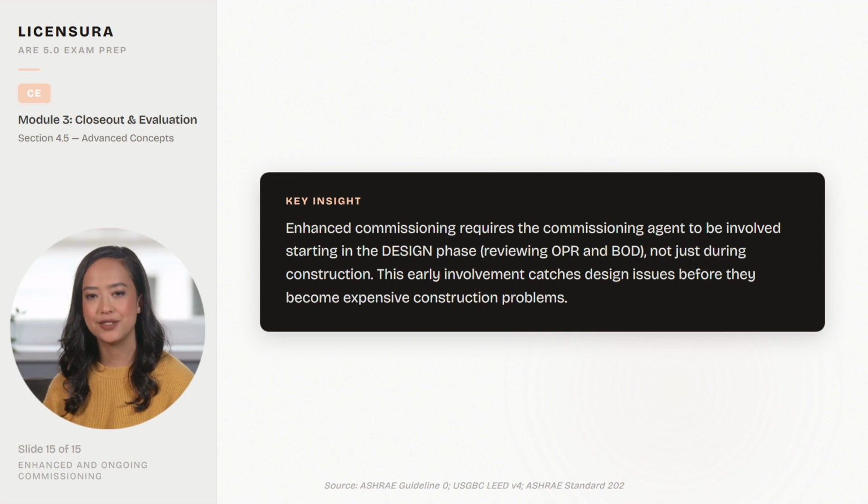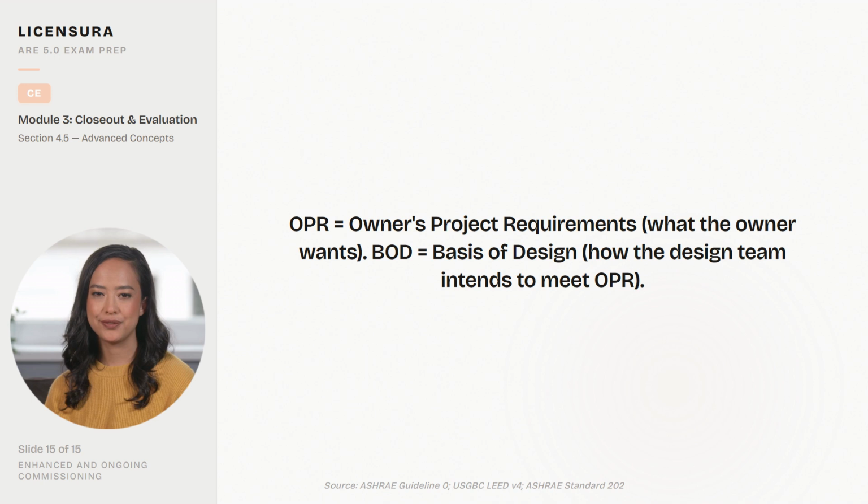Here's the key insight. Enhanced commissioning requires the commissioning agent to be involved starting in the design phase, reviewing OPR and BOD, not just during construction. This early involvement catches design issues before they become expensive construction problems.